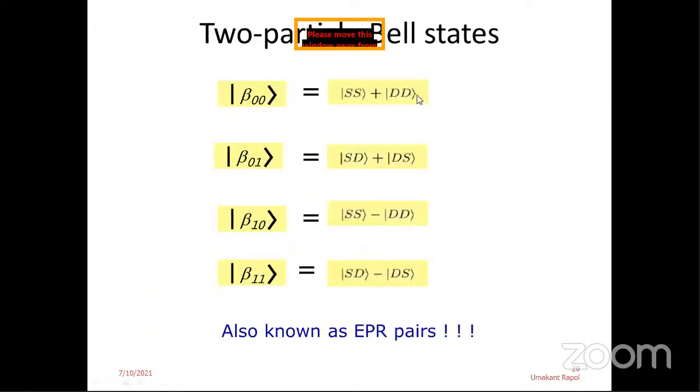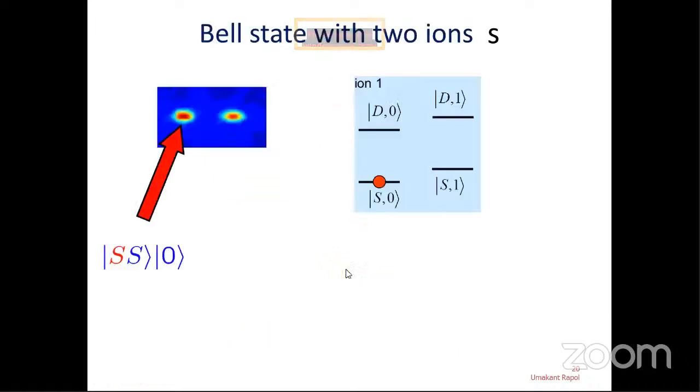Now, I'll just give you an example of these two-particle Bell states. Two-particle Bell states are nothing but, say, there are 4 possible states here. S and D represent 0 and 1, the ground and excited state. So if you have 2 ions in the ground state, and you create a state which is a superposition of the ground states of both ions and the excited states of both ions with a plus sign, this is one state, and then you have 4 possible states: SD plus DS, SS minus DD, SD minus DS. These pairs are called EPR pairs.